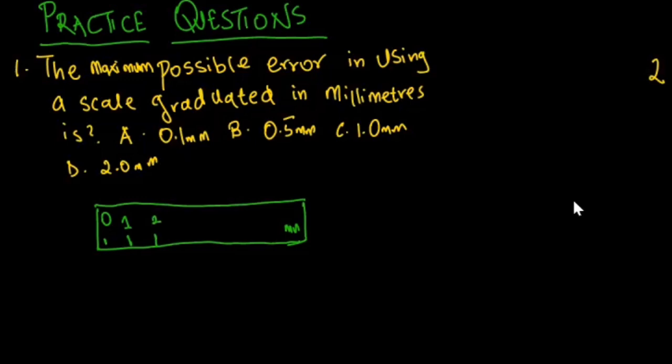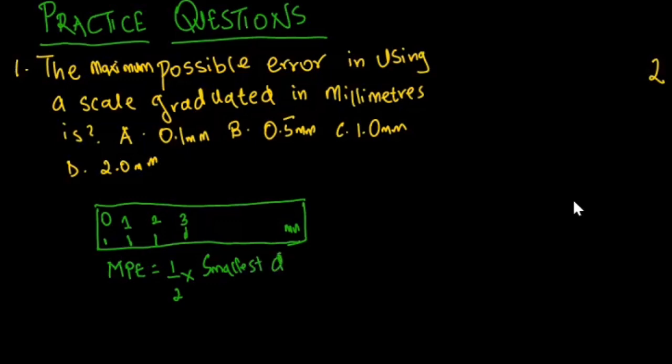That means the smallest thing you can read is just 1 millimeter. After 1 plus 1 becomes 2, then the next is 3. So recall that to calculate the maximum possible error, it is half times the smallest division on the scale.